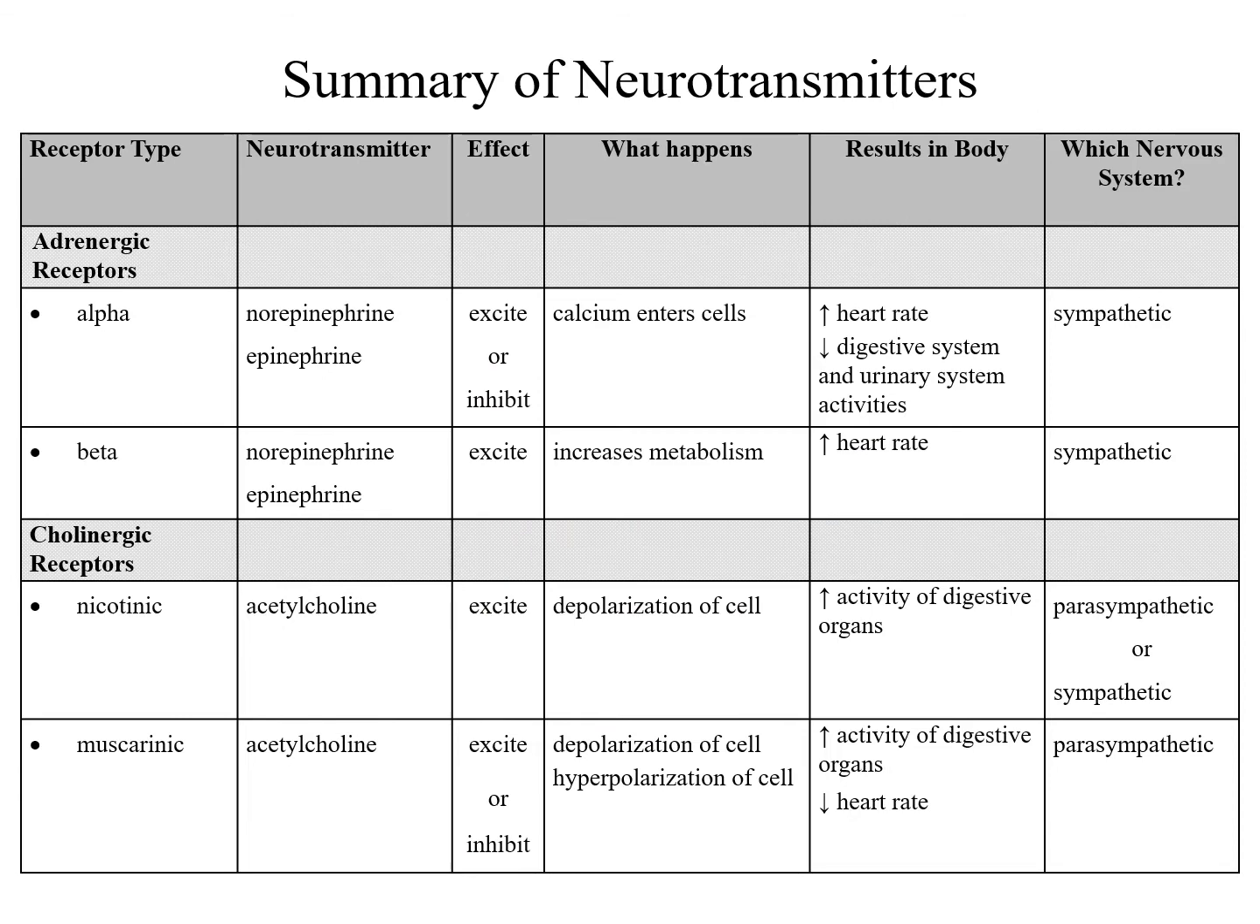So here's a summary of what we've talked about so far. We've got two types of adrenergic receptors. They are considered to be alpha and beta. We have two types of cholinergic receptors. They are nicotinic and muscarinic. You can see that alpha receptors typically bind epinephrine and norepinephrine, as do beta receptors, whereas cholinergic receptors only bind acetylcholine.